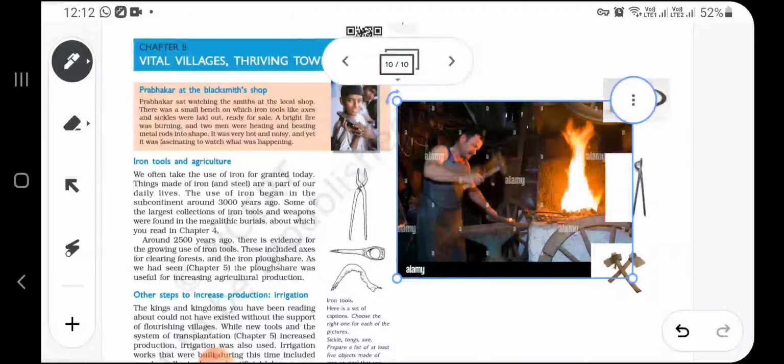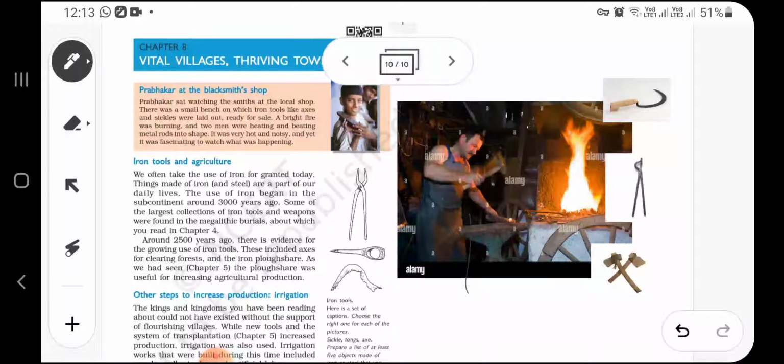Already you got to know that about 3000 years ago iron was used. They began using iron. And how did we get to know this? Because in megalithic burials, archaeologists found so many iron tools and weapons. Okay, then the use of iron tools was growing 2500 years ago. Okay, so then how they increased the crop production, all these points we have learned.